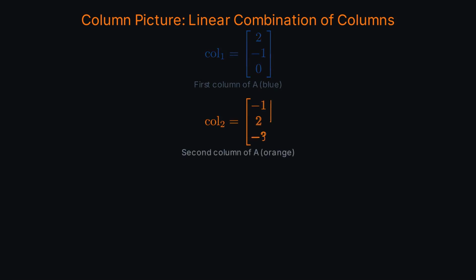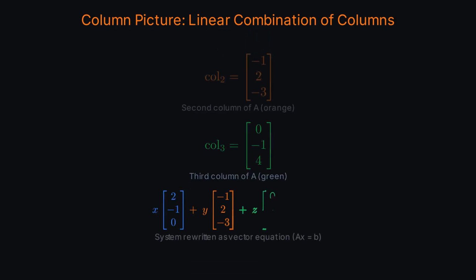Now, same system, but a completely different picture. This time, take each column of matrix A and write the system as a vector equation. The first column of A is 2, negative 1, 0, shown in blue. The second column is negative 1, 2, negative 3, shown in orange. And the third column is 0, negative 1, 4, shown in green.